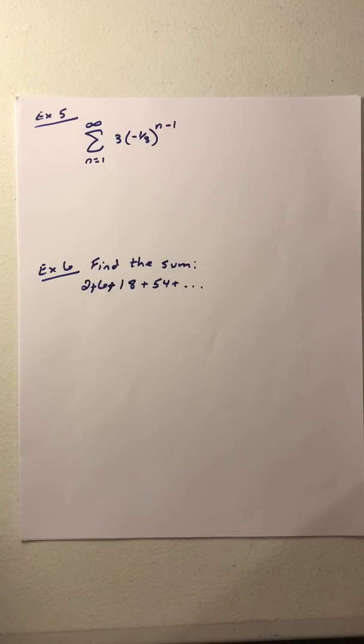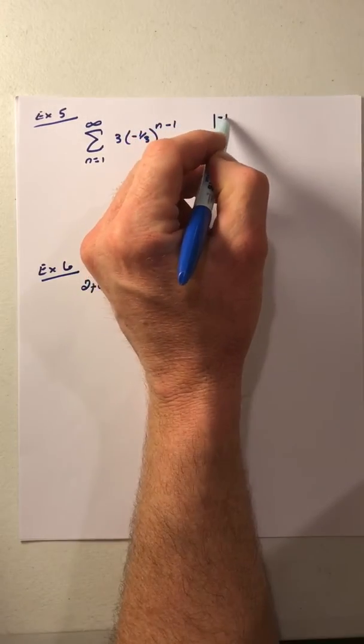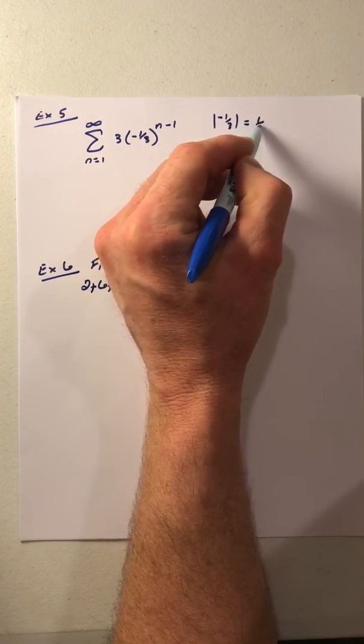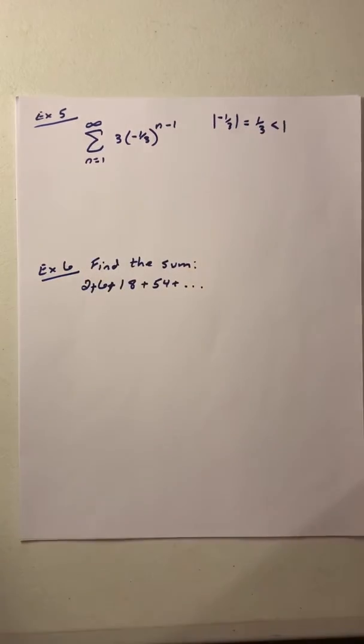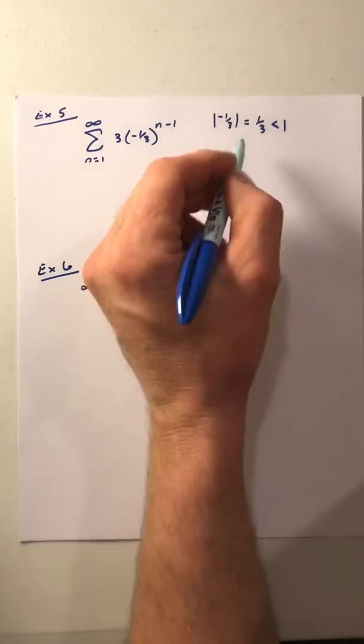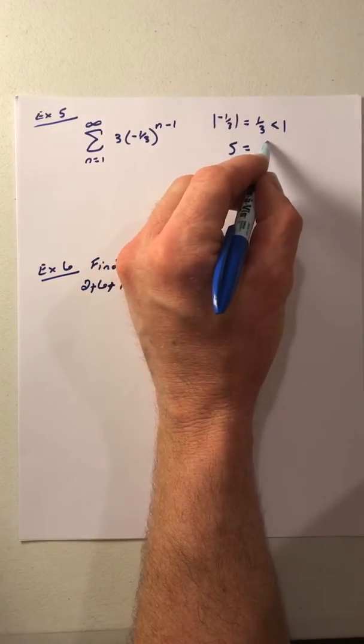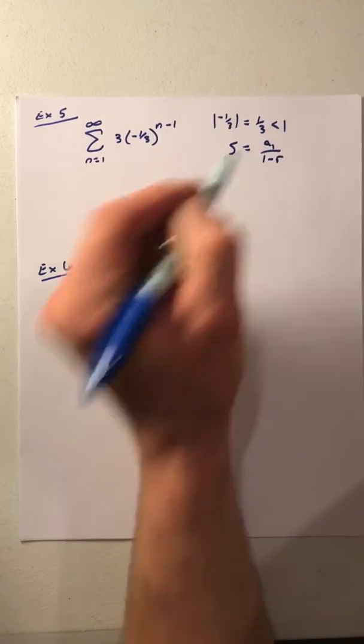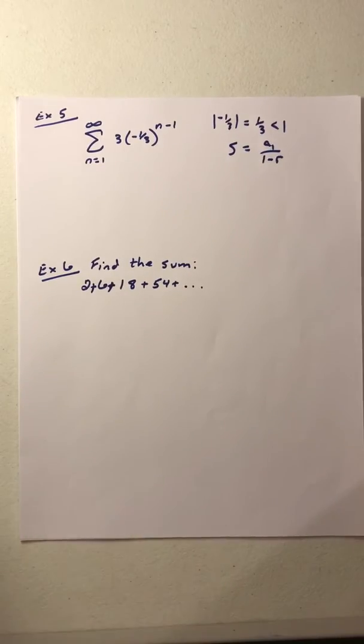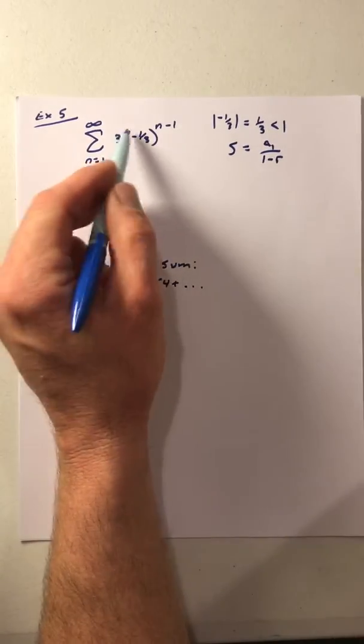Example 5, we end up with a negative ratio. Again, the absolute value of negative 1/3 is 1/3, so that's less than 1. So we can go ahead and use our formula again. Remember, the sum is going to be a sub 1 over 1 minus r. So here, a sub 1, we've got to find that first term.